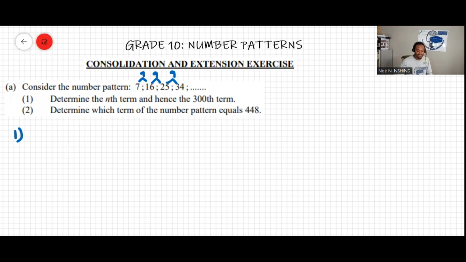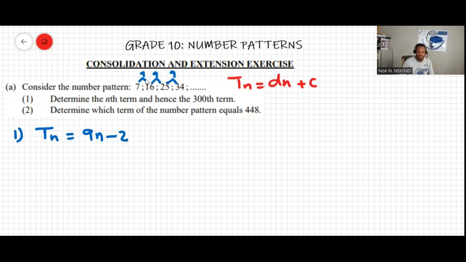Because the pattern has a constant difference, note that the terms are of the form dn plus c. D stands for the constant difference, and c is the constant part. So the nth term, Tn, will be equal to 9n, since the constant difference is 9. To get c, I say to myself, if I have 9, how can I get 7 from 9? What operation, plus or minus? I'll minus 2 to get 7. So I'll say minus 2.